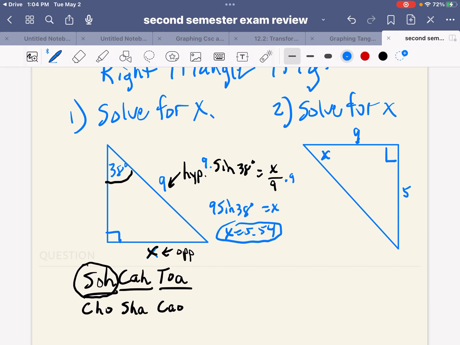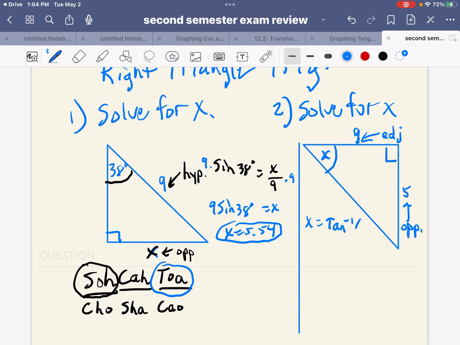Okay, now, notice in my second example over here that x is the measure of a missing angle. Do you remember when you're trying to find a missing angle, that's when you use your inverse trigs on the calculator? So can I say that x is equal to... oh, wait a minute, we need to establish this. 5 is opposite, and 9 is adjacent. And so I know to solve this problem, I need to use tangent. So I say x is equal to inverse tangent of opposite over adjacent.